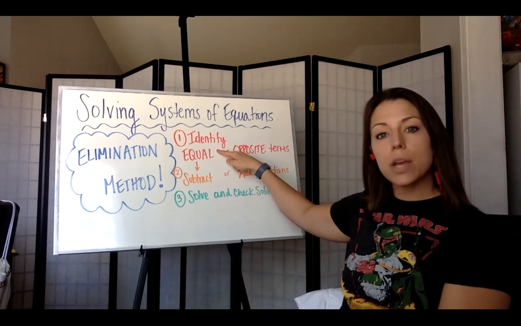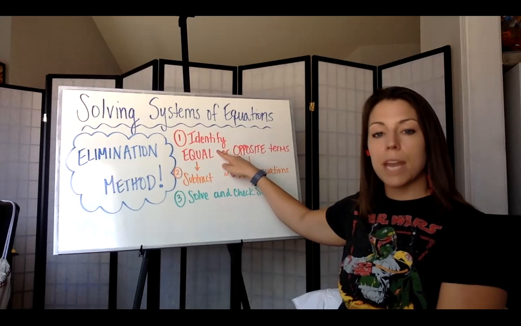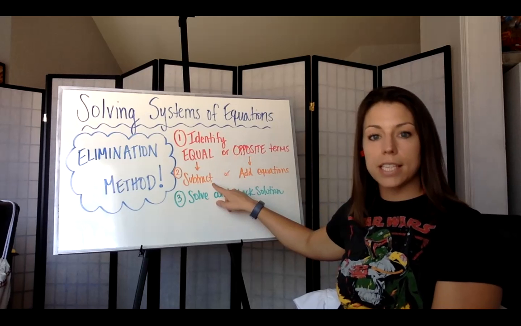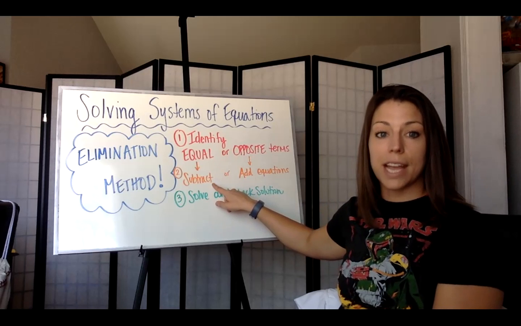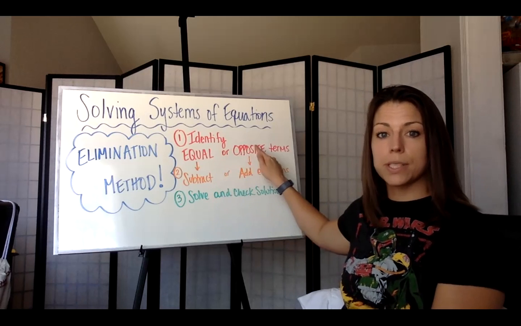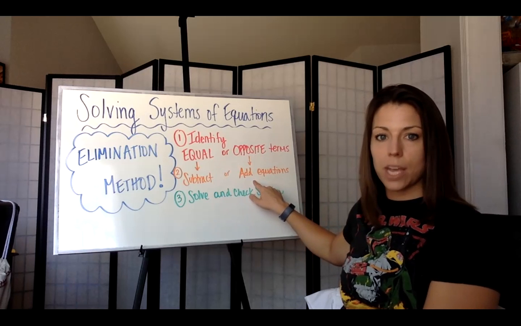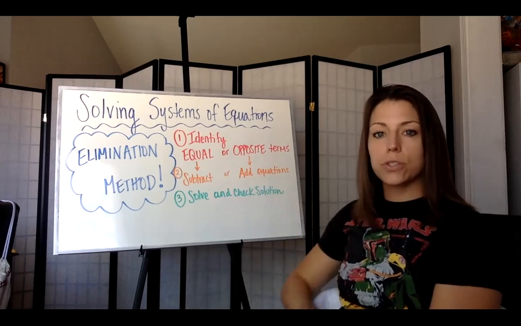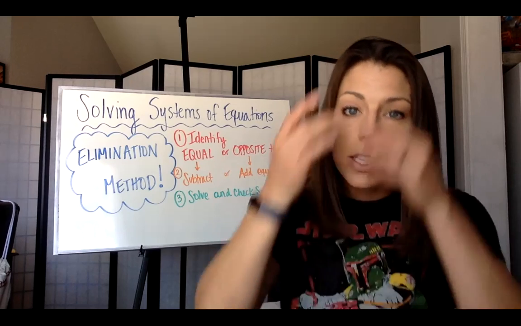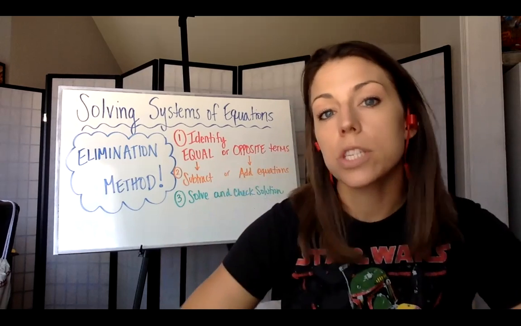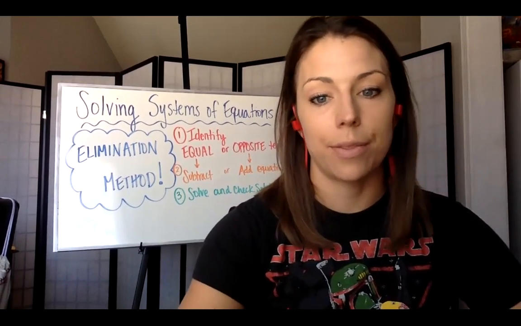Now, if you have equal terms, the way that you eliminate one of the variables is by subtracting the equations, because that's how you create a 0 term, as you'll see in our examples. If you have opposite terms, you would add the equations to create a 0 term. After that, you solve and you check your solution. So let's take a look at some examples in a worksheet practice and then also using IXL.